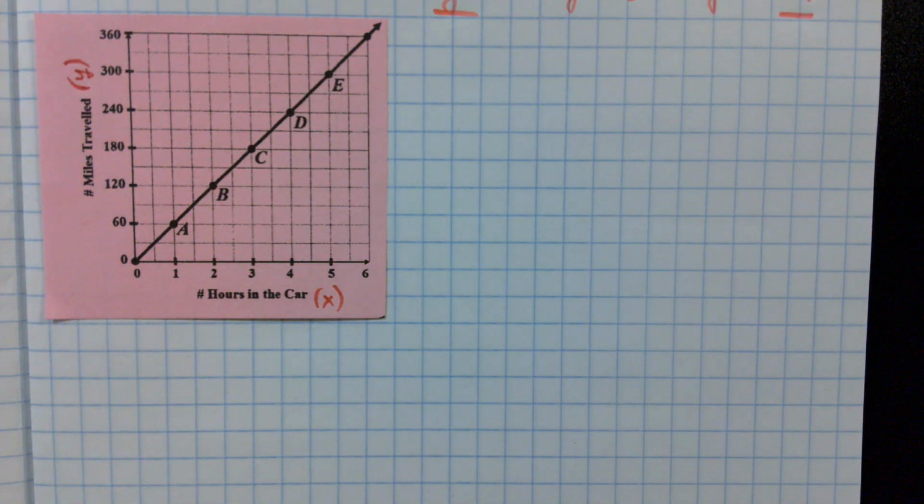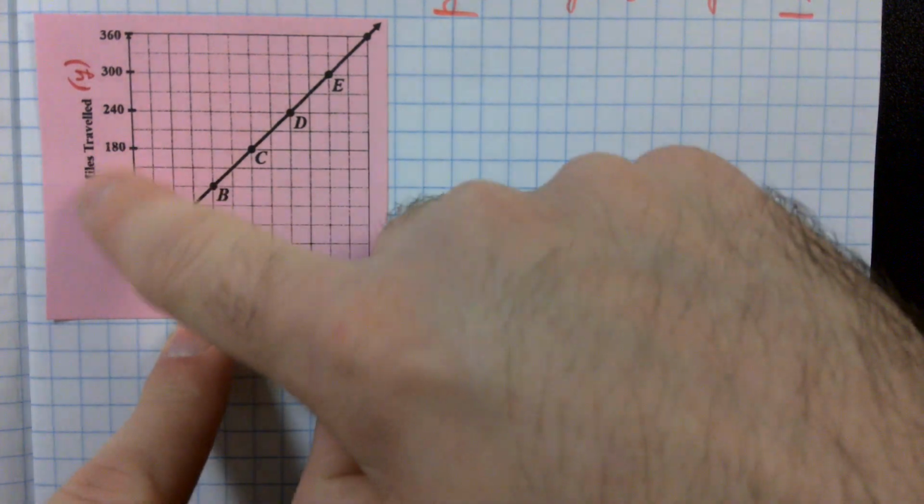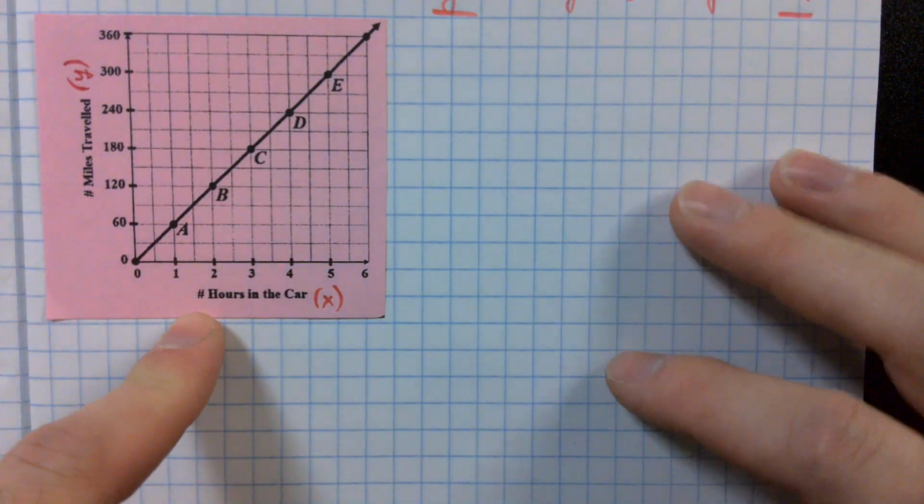Mr. Church, do we have to write the y sideways? You can write it straight up and down if that's better for you, okay? So the hours in the car is my x. The number of miles traveled is my y, okay?